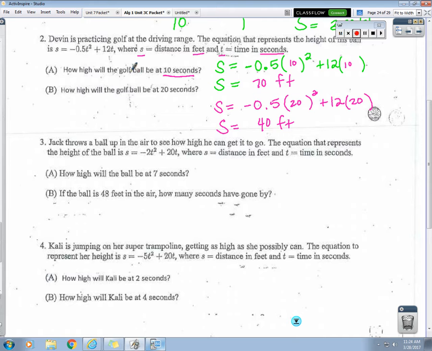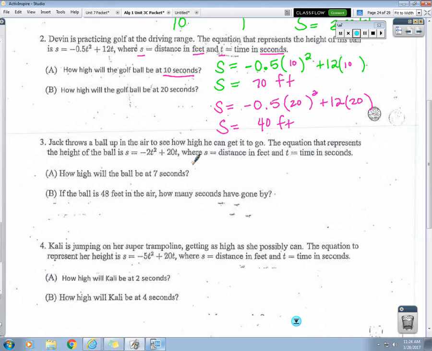Why does every single one of these equations start out negative? The parabola opens down, right? In every one of these scenarios, the item or whatever's being kicked or hit or thrown goes up and then comes back down, forming a negative parabola, an upside down parabola, which is why all of these are negative.